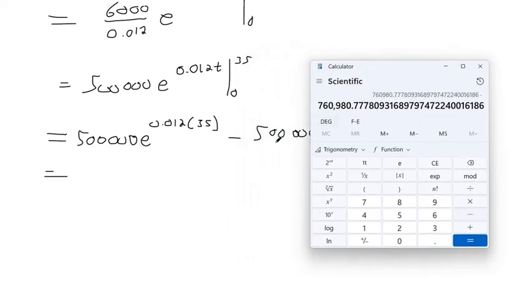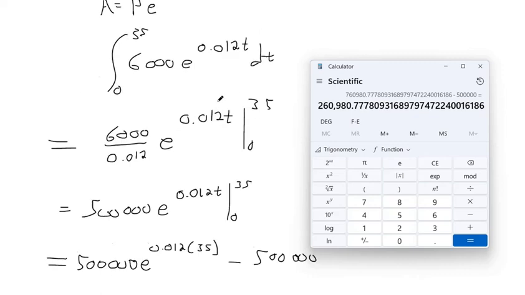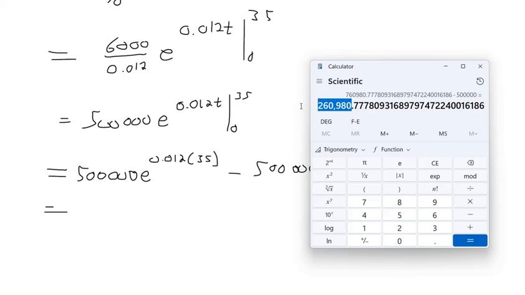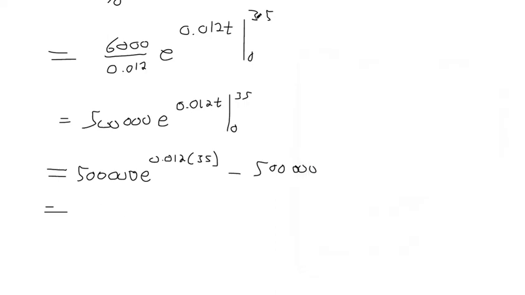So it's $760,980.77, but we've got to subtract that 500,000 that came from the second part of our integration. Did they say round? Round your answer to the nearest integer. So this rounds up. There's our answer.